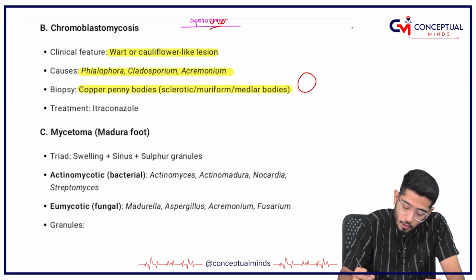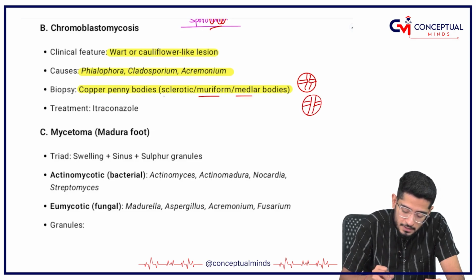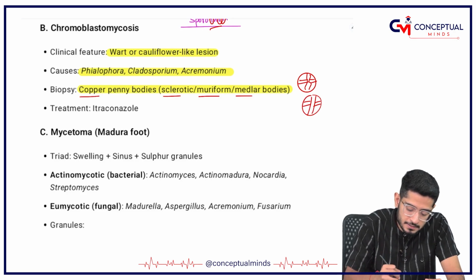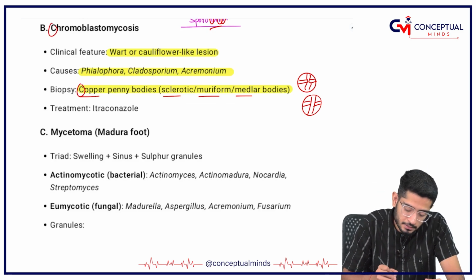So these are just like copper pennies. Penny was the currency used before. So copper penny bodies just like this. These copper penny bodies are also called medullary bodies, muriform bodies, sclerotic bodies, copper bodies. C for copper bodies, C for Chromoblastomycosis. And the treatment again lies in itraconazole.